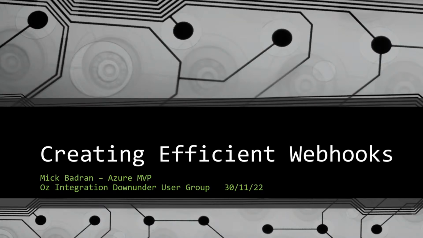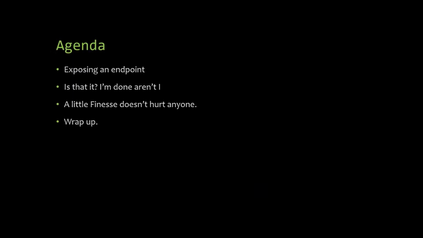I'll talk to you about it and have some great discussion points as well. So here we go. In terms of the agenda, well, we're going to expose out an endpoint, a callable endpoint, and surely that's all that we need to do. And once we've done that, click next, publish, we're there, and so be it. But it's not really it. And I want to talk through why it isn't really it.